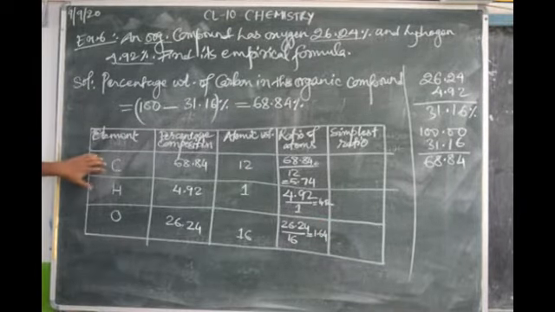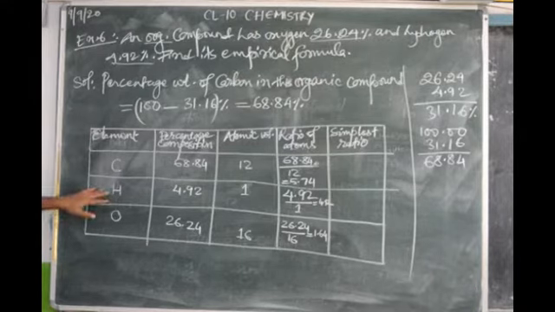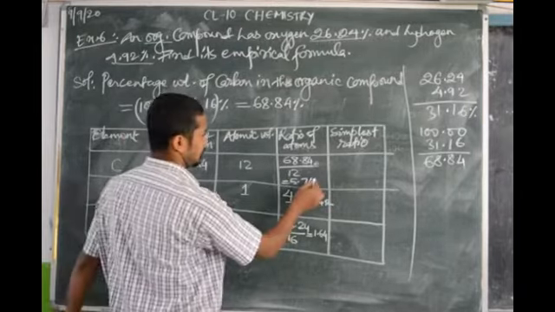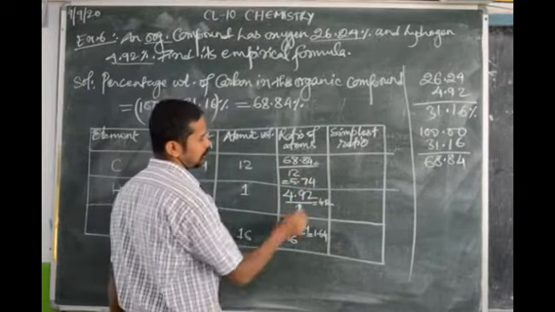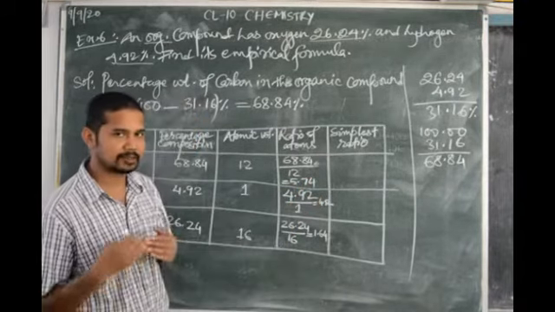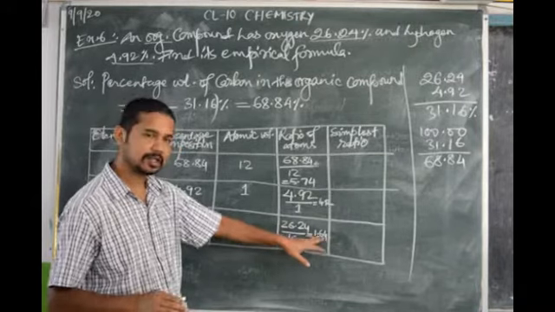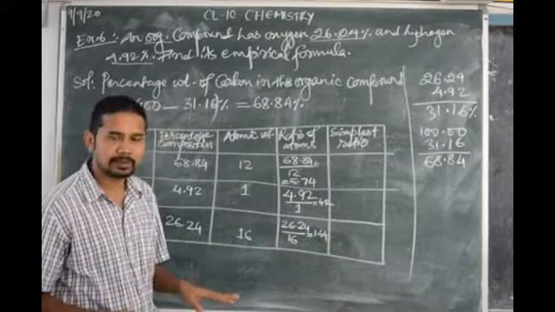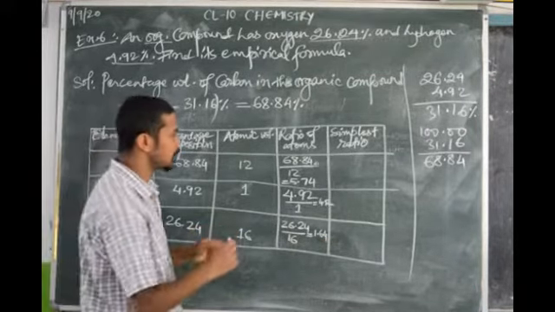So for carbon you are getting 5.74 as the number of atoms, for hydrogen 4.92, and for oxygen 1.64. Among this ratio of atoms, the smallest is this one. So divide all the numbers of atoms or ratio of atoms by this smallest number.